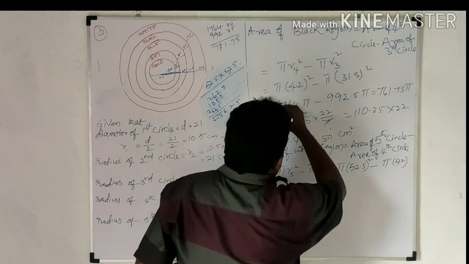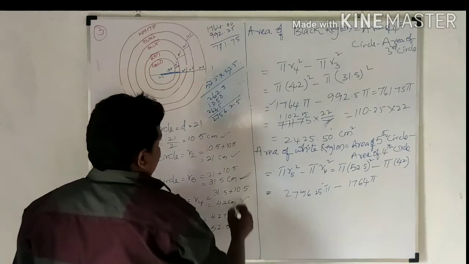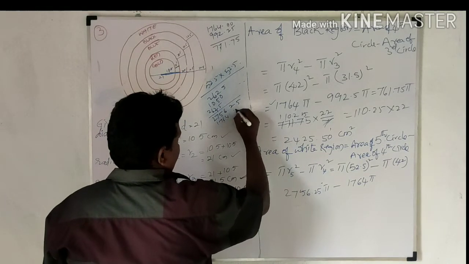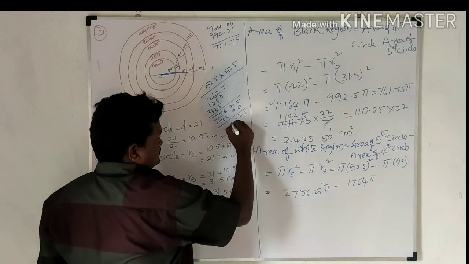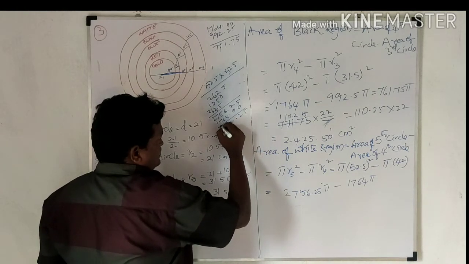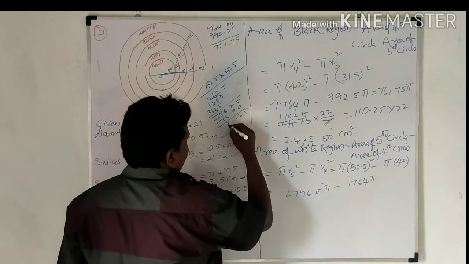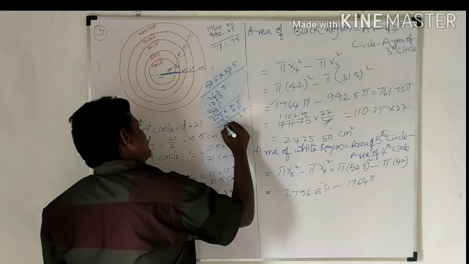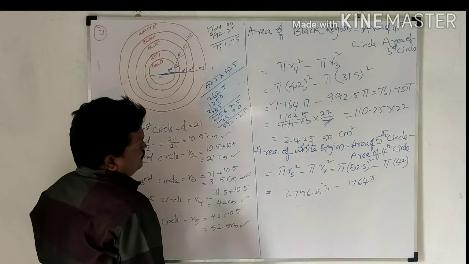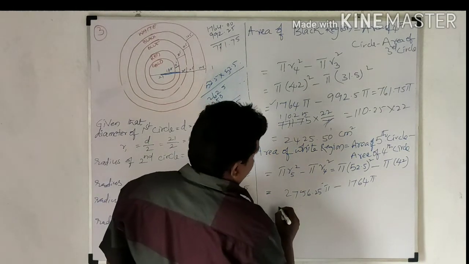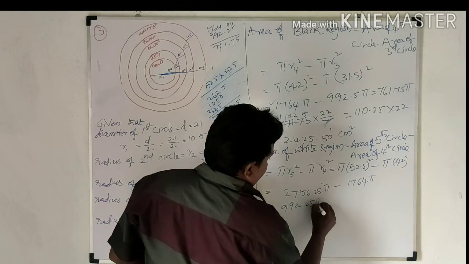Minus 42 square, which is already 1764 pi. So now subtract 1764 from 2756.25. 15 minus 6 is 9, 16 minus 7 is 9, and so on. This gives 992.25 pi.